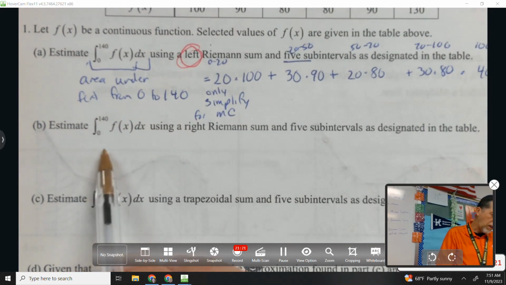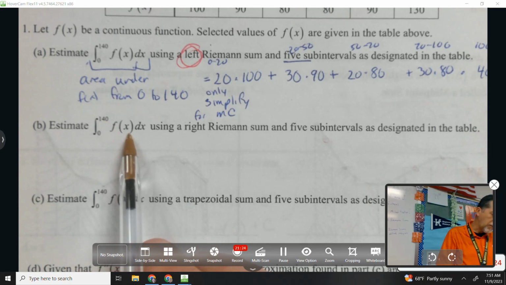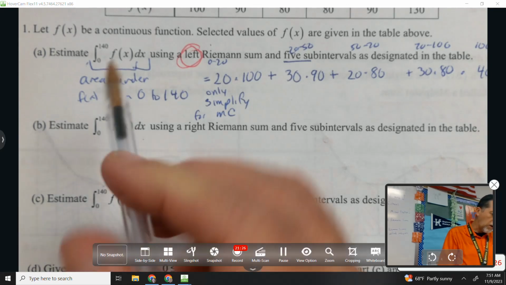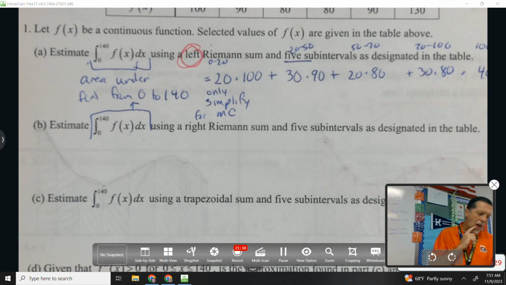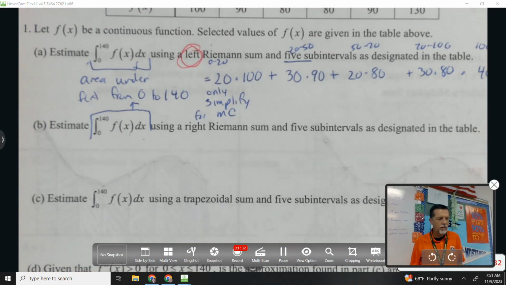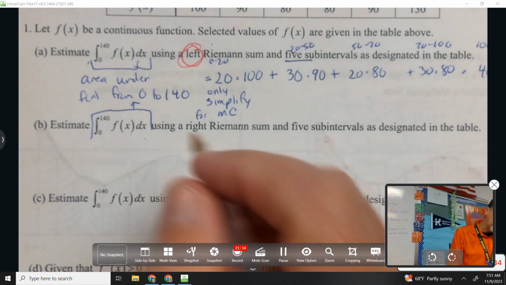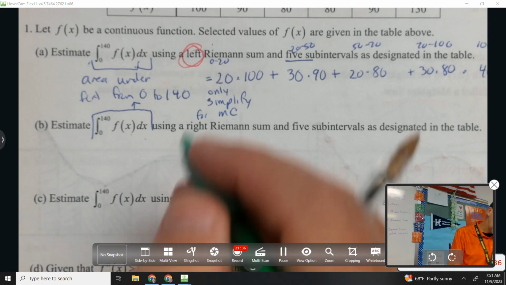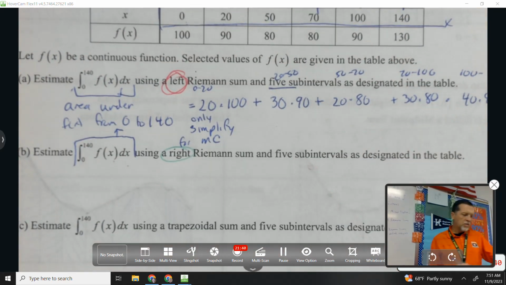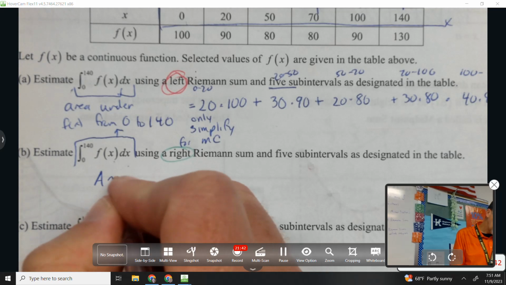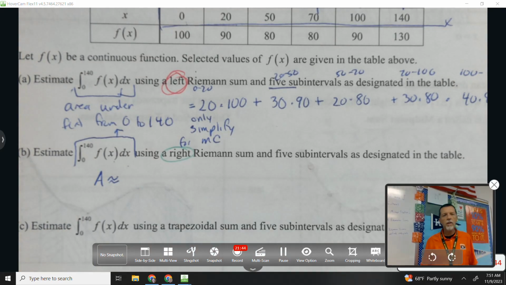Part B, estimate the integral from 0 to 140 of f of x dx. Okay, well, all of that means the same thing we just said it did. That's the area from 0 to 140 under the curve. But this time we're using a right Riemann sum. All right, so our intervals are the same. So I'm going to say area approximately equals.